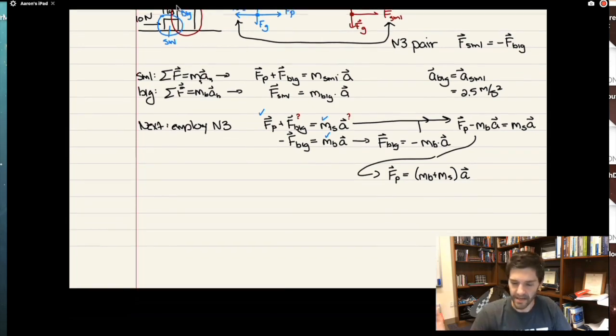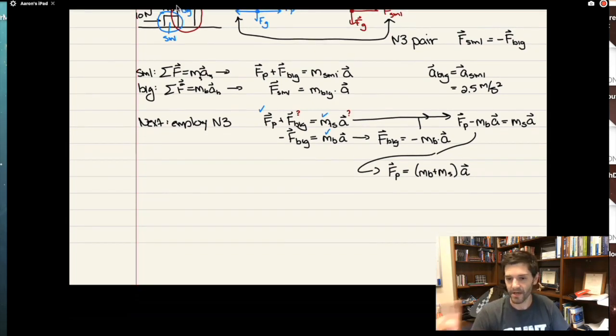Notice I've yet to say anything about the coordinate system. I've been working entirely with vectors. That minus sign you see flying around is a minus sign that came from Newton's third law, nothing to do with coordinate systems.